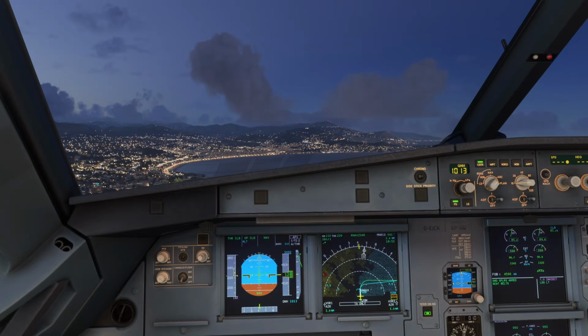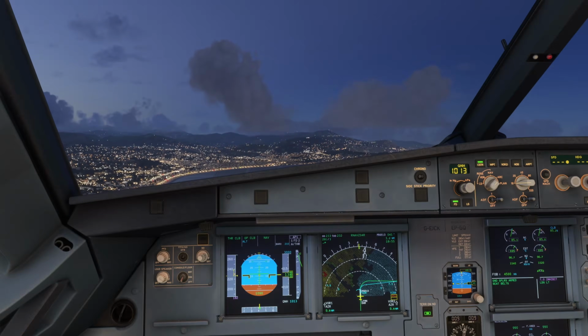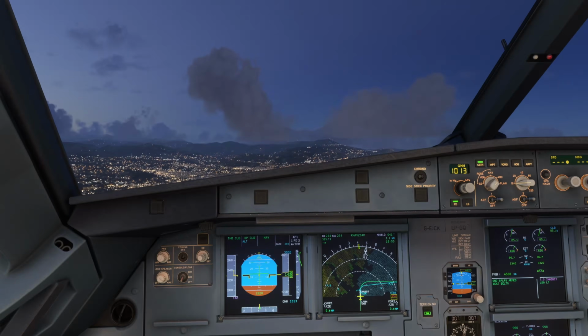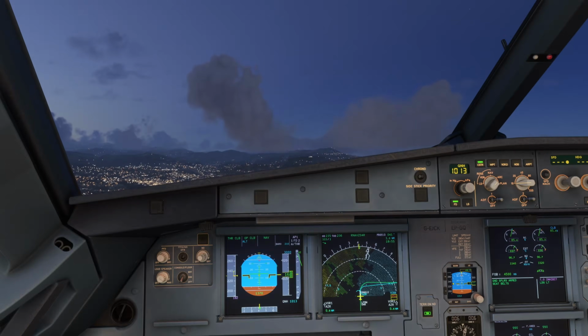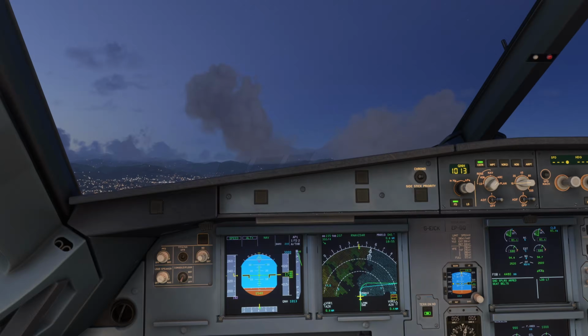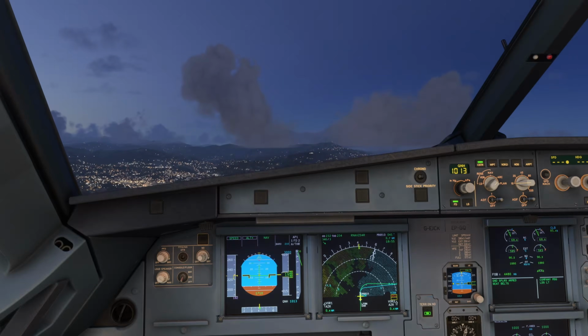But yeah, so you can see the effects of that there. We would have ended up plunging into the sea short of the runway as a result of that very simple QNH incorrect input.